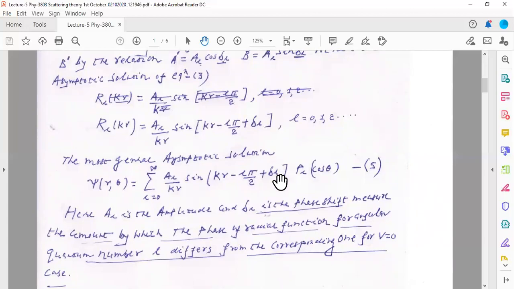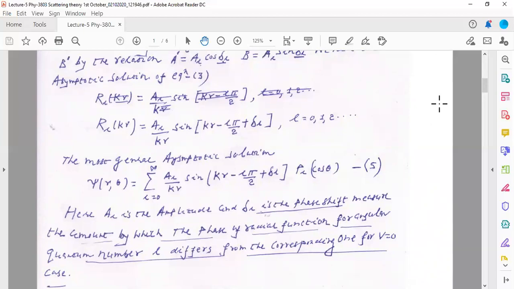So delta L is the phase shift. This phase shift we want to measure for various scattering, that is the scattering for S wave, P wave, D wave, we will measure the scattering also. So now once you understand the phase shift part, we will find out today the scattering amplitude.